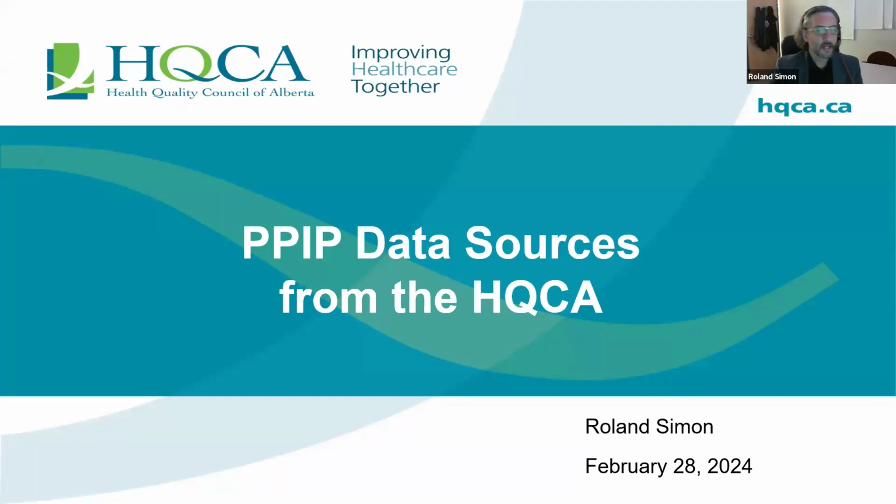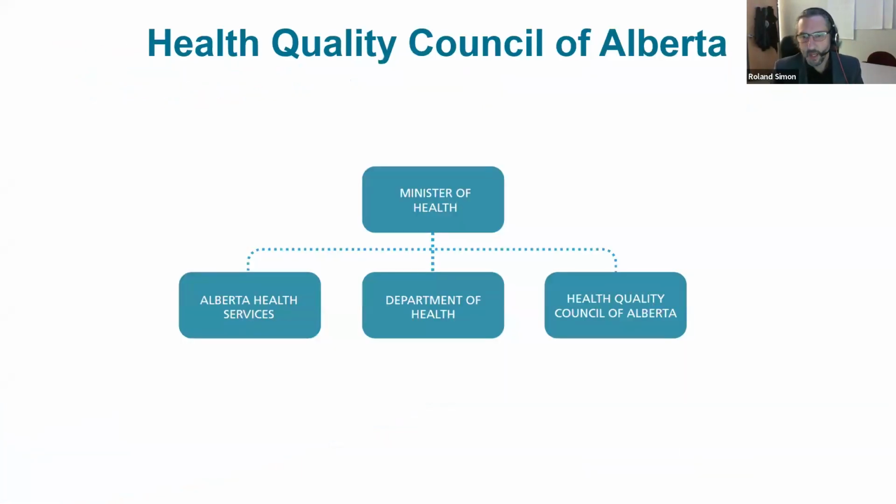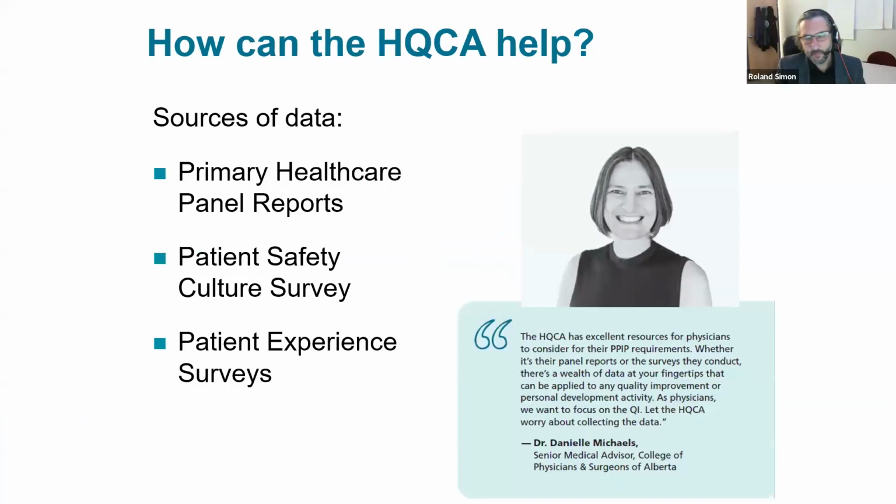Thank you very much. So I'll just quickly go through a few of the data sources that the HQCA can provide to physicians to help with some of these PPIP requirements. If you're not clear on who the HQCA is, we report directly to the Minister of Health, but we operate independently from Alberta Health and Alberta Health Services and other healthcare organizations. That allows us to provide an objective, trusted, and evidence-based perspective.